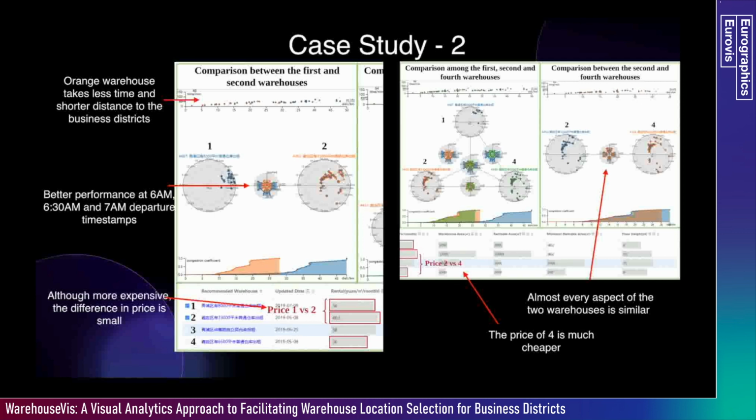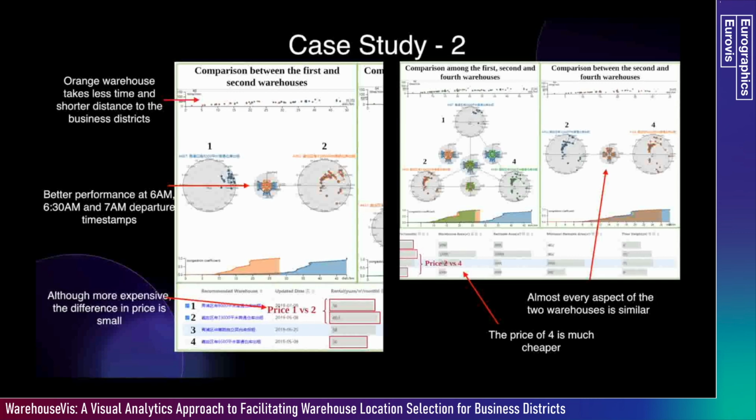departure time steps. The warehouse distribution also indicates that the orange warehouse takes less time and a shorter distance to the business district. From the ranking view, the expert found that the second warehouse is more expensive than the first one. However, the difference in price is small, while the delivery time of the second warehouse is much shorter. Therefore, he tends to choose the second warehouse.